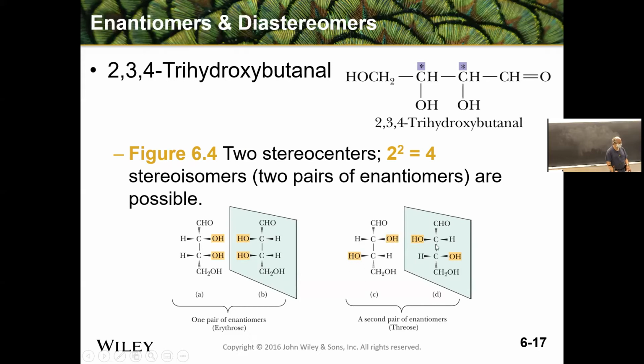this one has a mirror image as well that is not superimposable. These are mirror images of each other. These are mirror images of each other, but this one and this one are not mirror images. So we've got 2 pairs of enantiomers from our 2 stereocenters. So B and C, for example, are related as diastereomers. And I'll have more to say about that next time. I'm going to go ahead and end here.